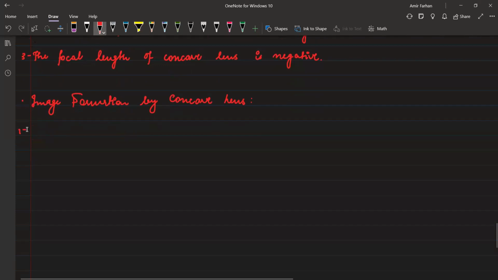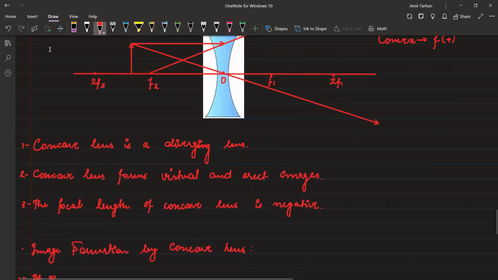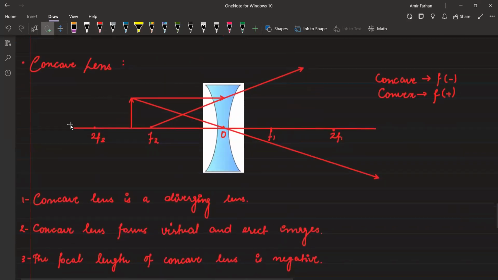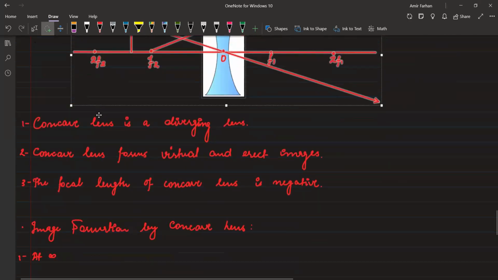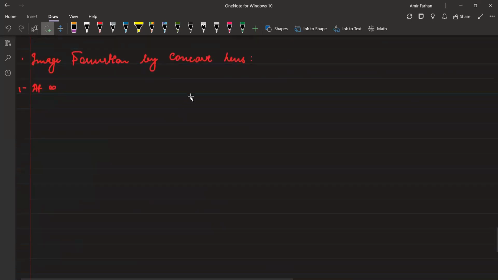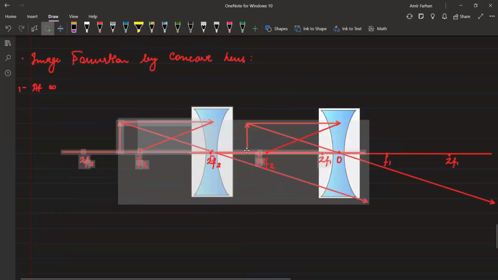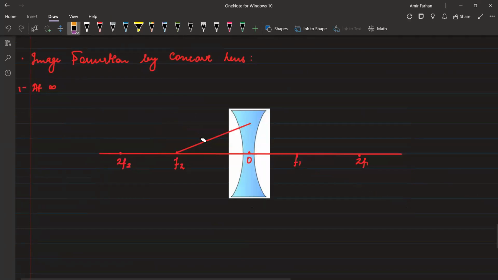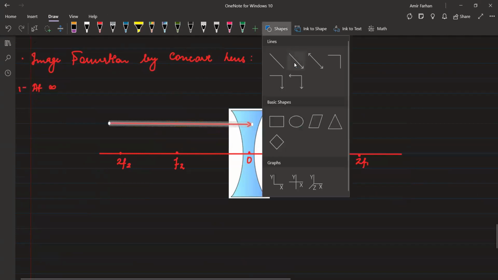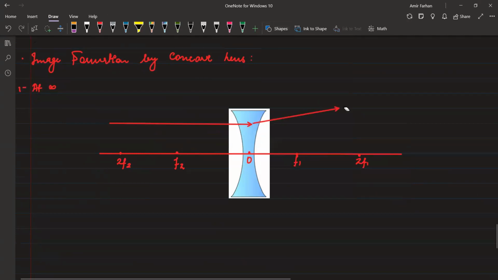So the image formation by concave lens. First case is similar to all the cases, at infinity. Your object is placed at infinity. Okay, so let me copy this thing. So your object is at infinity, so the incident ray will be parallel to the principal axis, and it will basically diverge. Yes or no? Because it is a diverging lens.